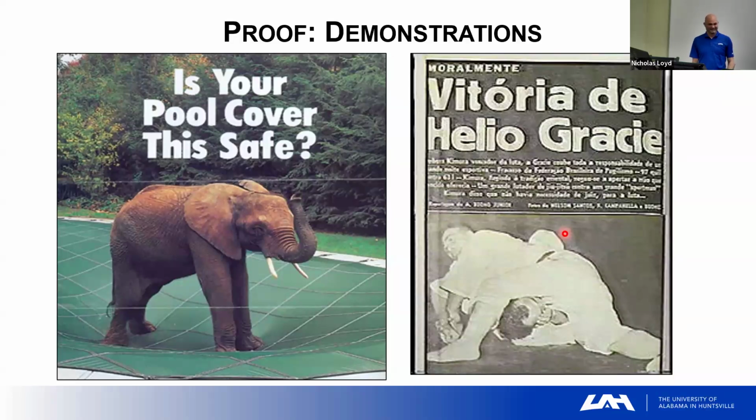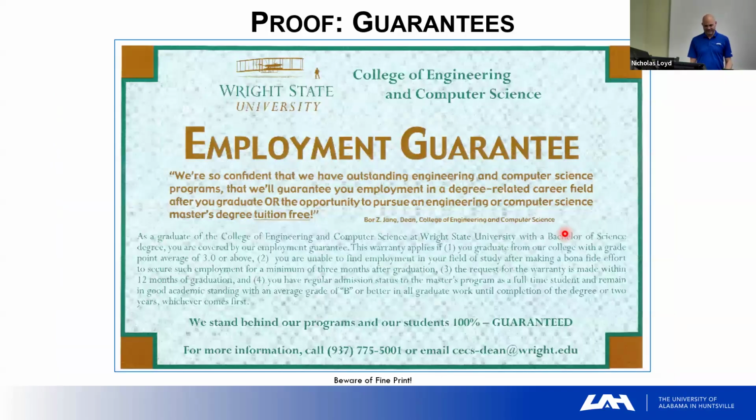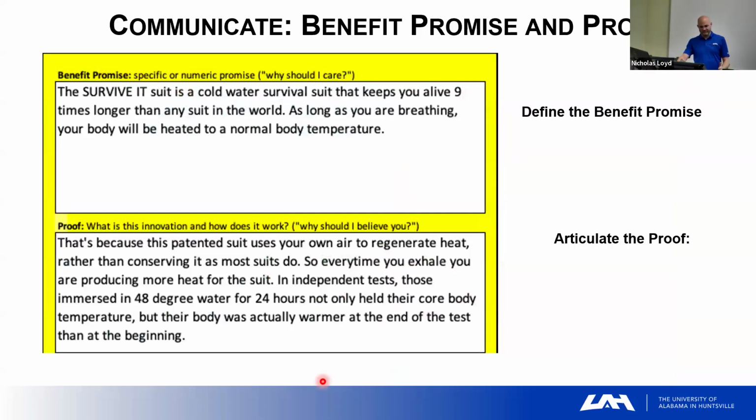That's proof, right? Like we can offer a benefit promise. We will teach you how to choke people out twice as fast. Proof, come try it. Guarantees. It's another way to offer some semblance of proof. If you get a degree from us, we have an employment guarantee or whatever it may be. There's always some fine print. Be aware of it, but that's another way of offering proof.